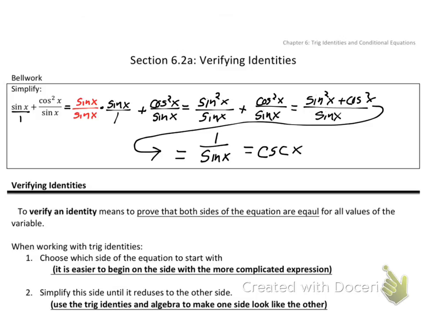I got rid of all the numbers. I have one cosecant. I have to know I'm done. I can't simplify any more. There's no fractions. I'm done. So the hardest thing about these problems is sometimes realizing when you're done and when you're not done.